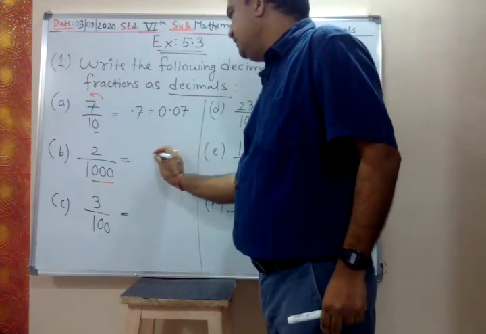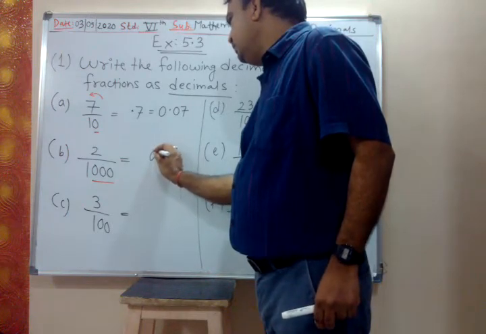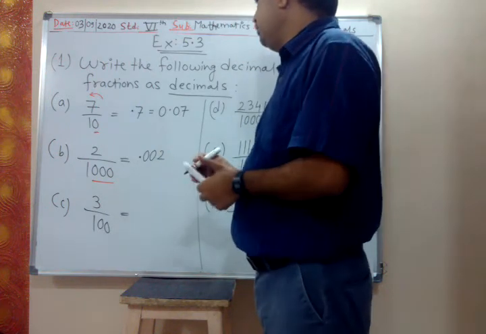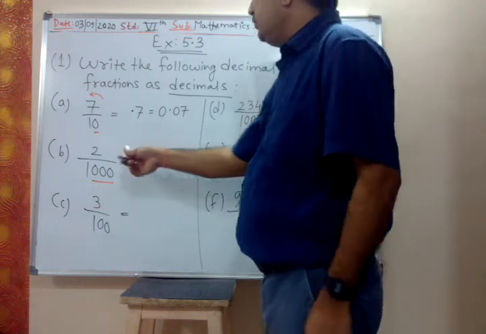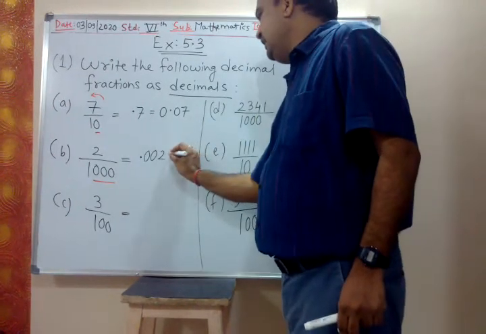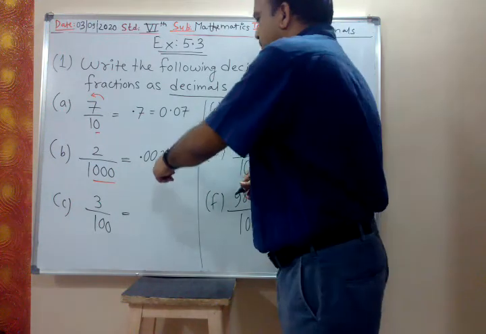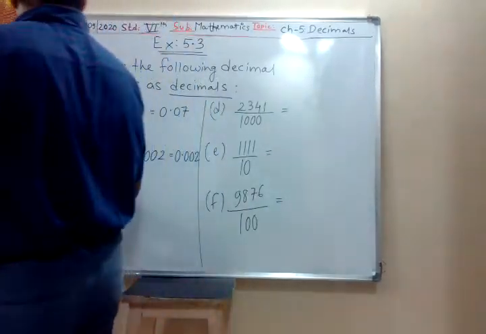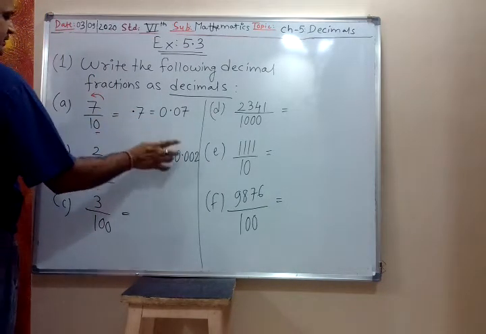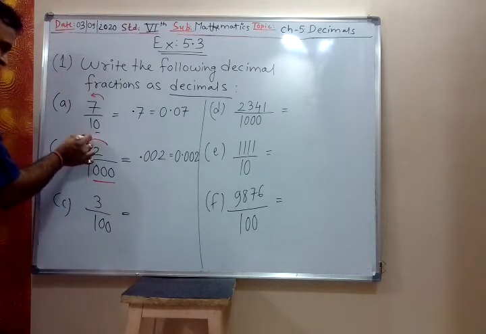So this I can write 2, 0, 0, then I will put the point. So it is 0.002. Before the decimal, if there is no digit, we write 0. Yes. So you have to place the decimal from the right side.